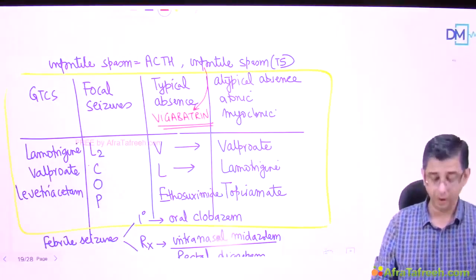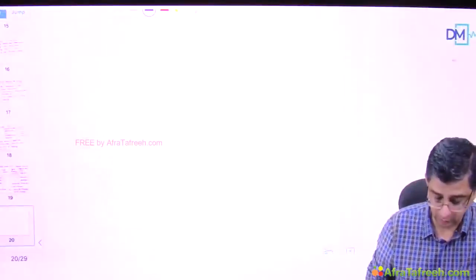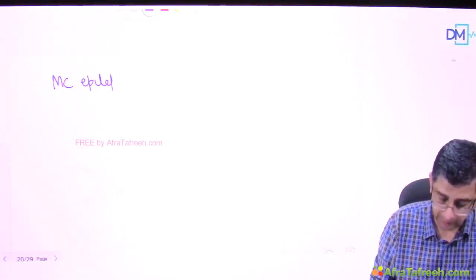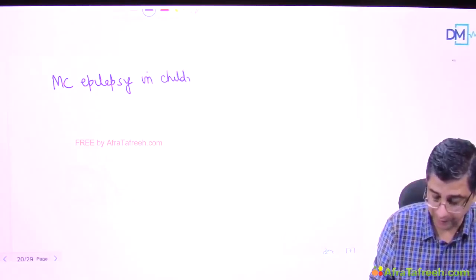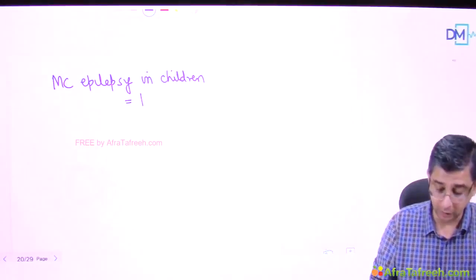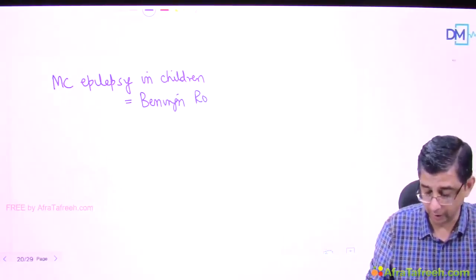This is a list of various drugs which are used in various epileptic disorders that I have described before you. From a pediatrics perspective, do remember that if they ask you which is the most common type of epilepsy in children, do not answer subtle seizure. That is the commonest one in newborn babies, and that is a seizure. It is not an epilepsy. The question was, what is the most common epilepsy in children? You can read more about it in pediatrics. That is benign Rolandic epilepsy.